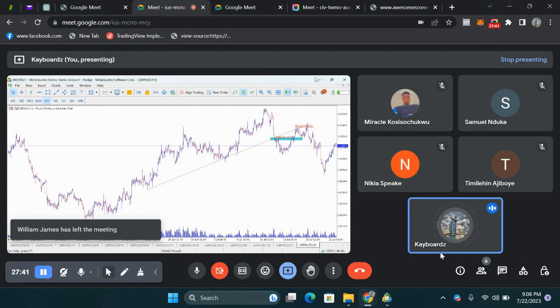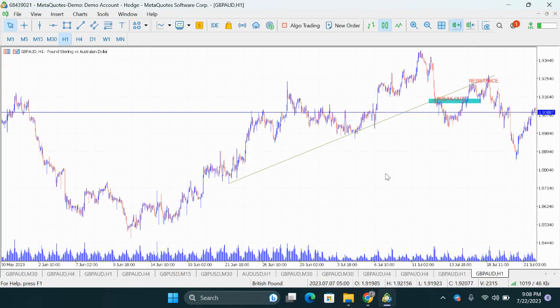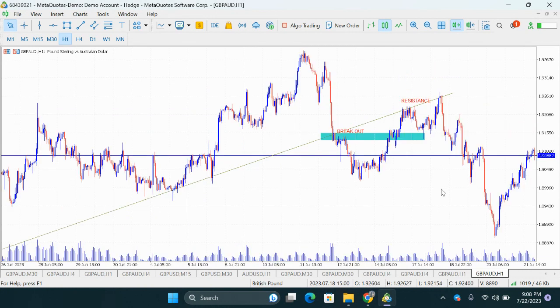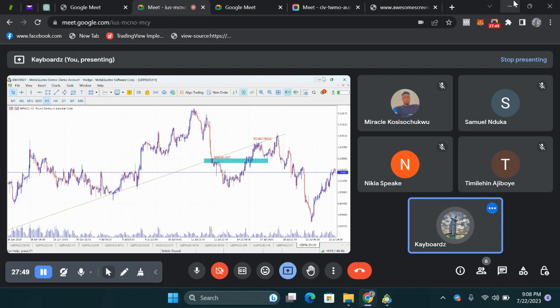So basically, this is how the trend line support and resistance works. You understand? I've given you guys the analogy of how it basically works. So right now, I will take questions. That's what I want to teach you guys this night. If you have any question at all, please let me know right now. Let me answer your questions.